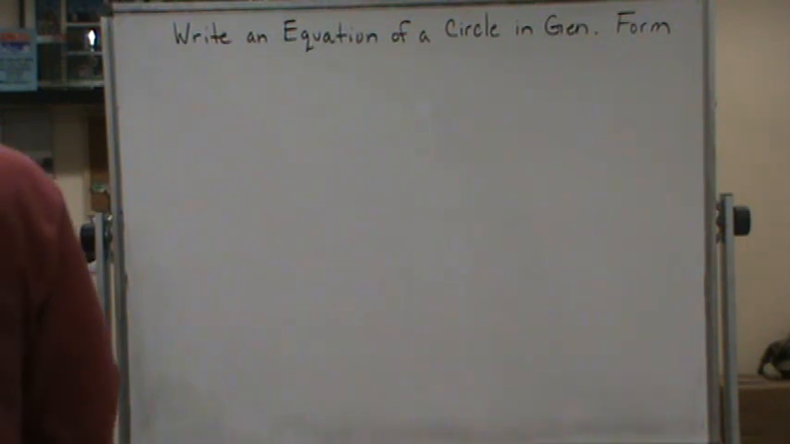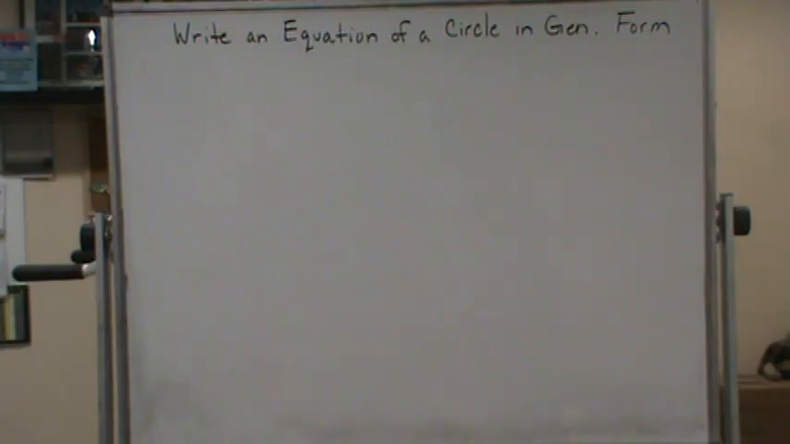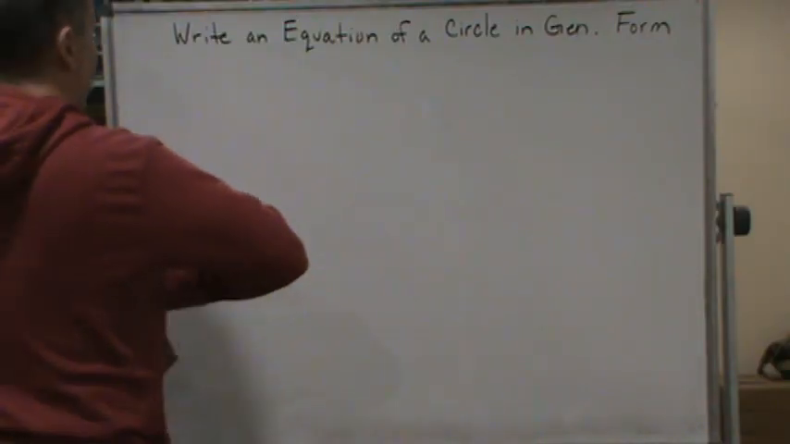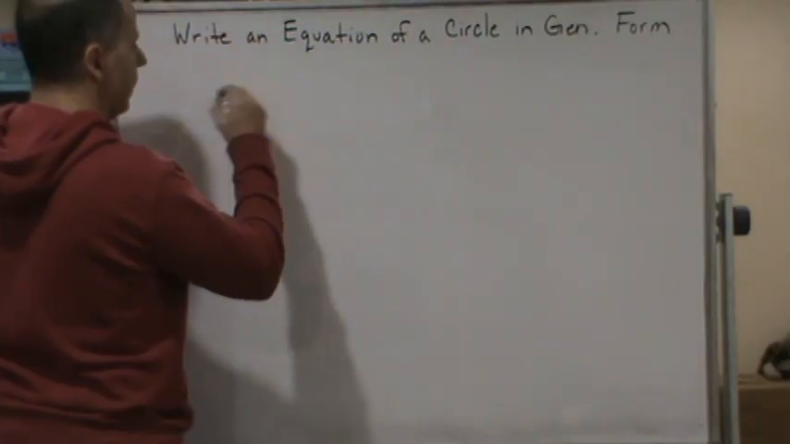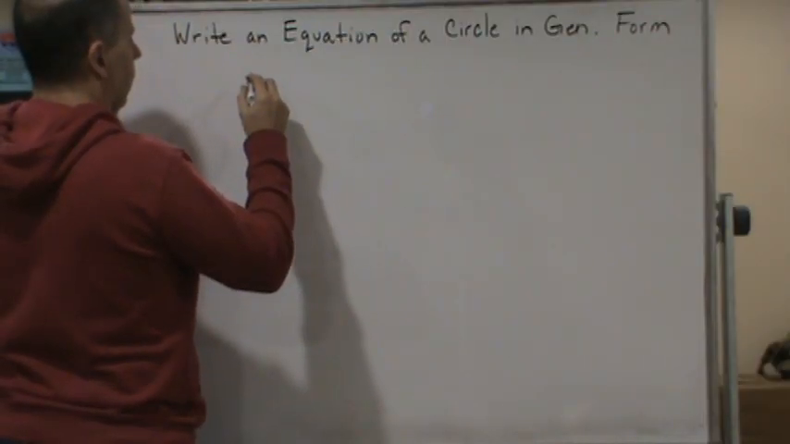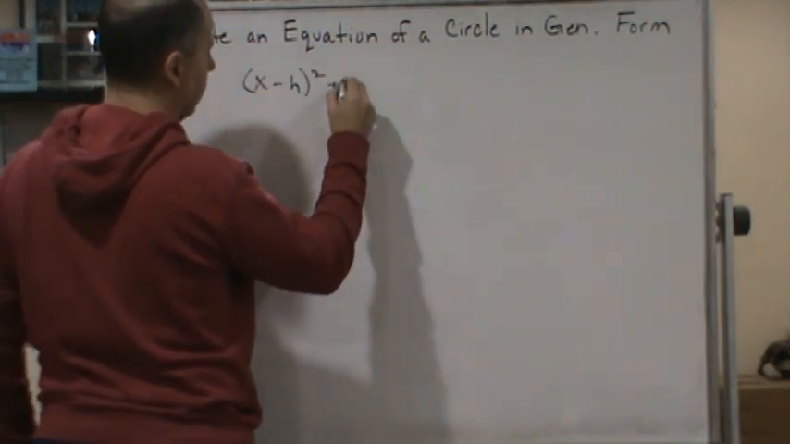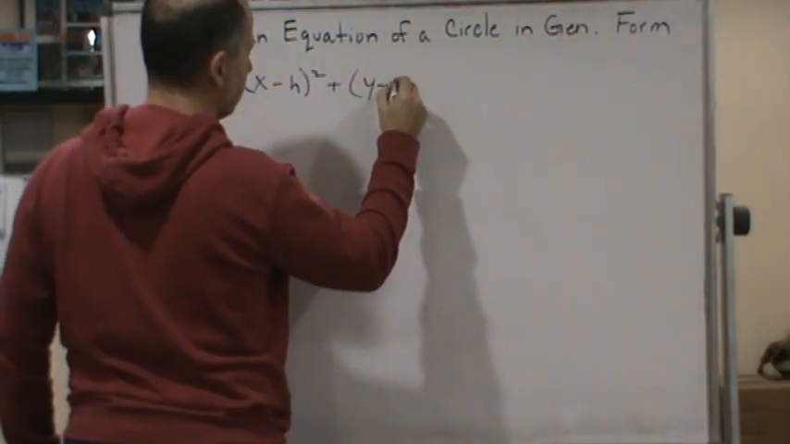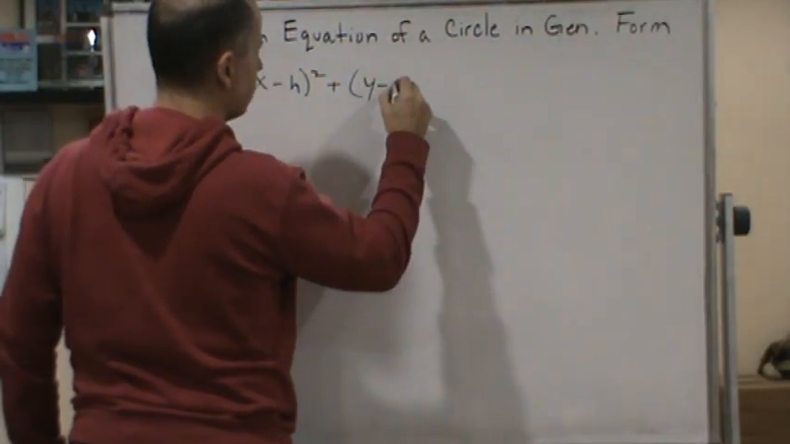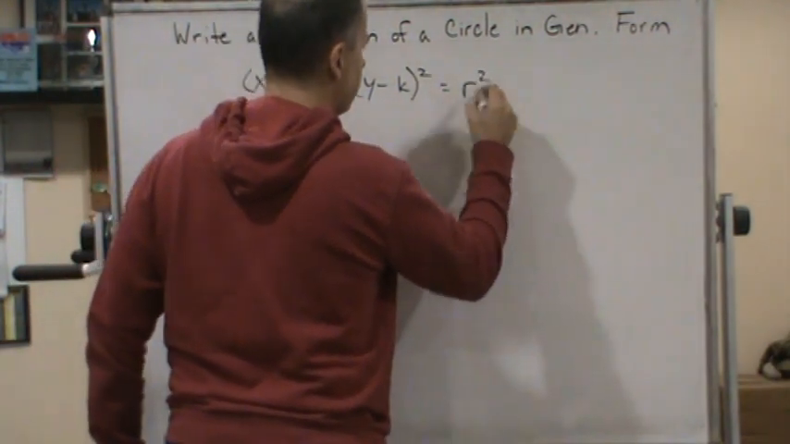All right, welcome back. Okay, so let's look at another topic that's, I think, important, and that has to do with when we look at the radius in standard form. So, if we look at (x - h)^2 + (y - k)^2 = r^2.